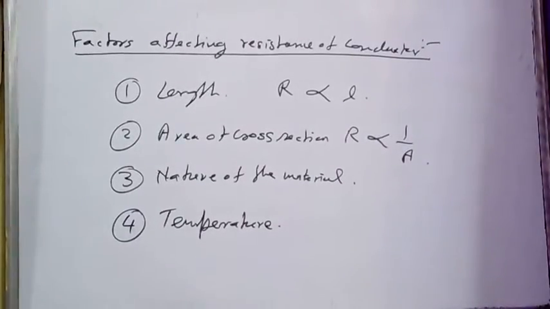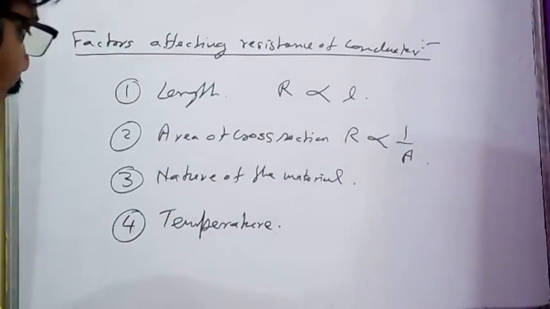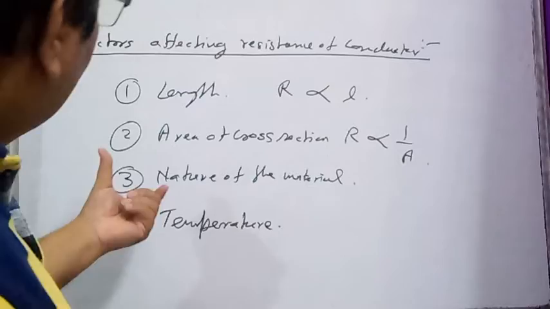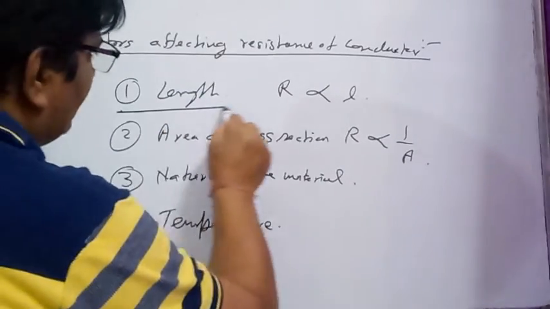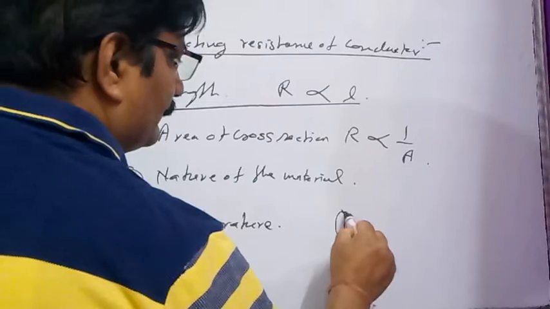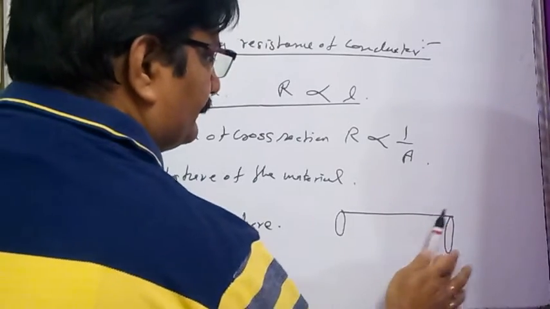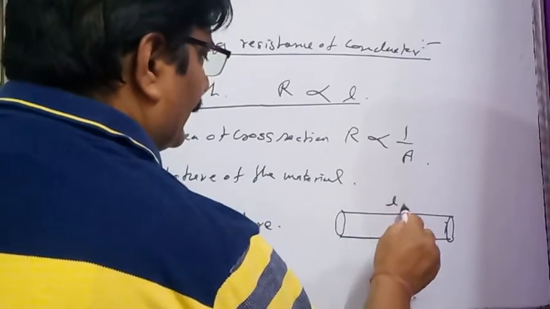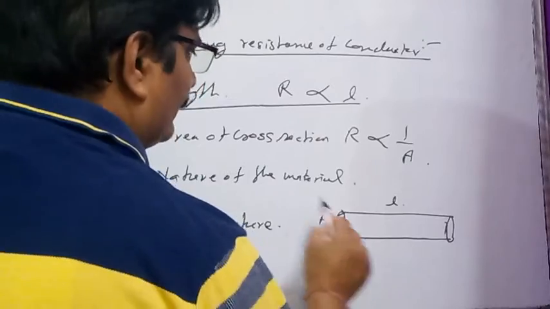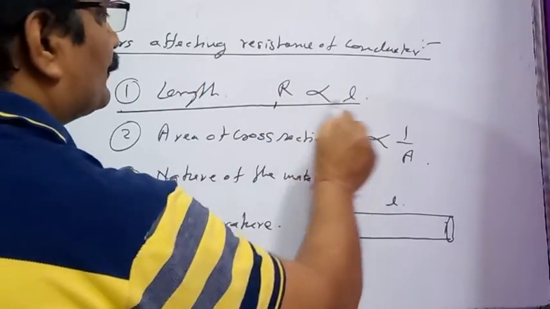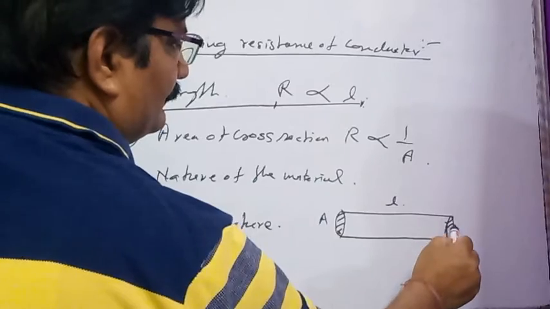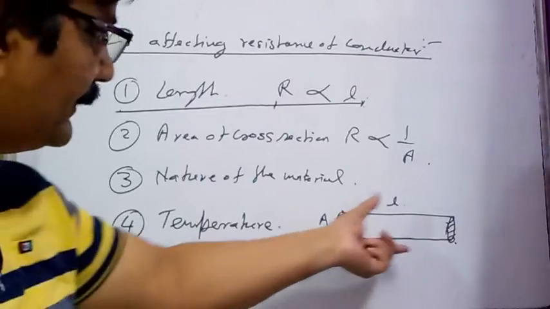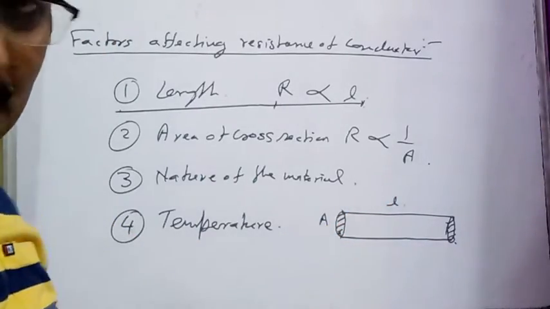Students, what are the factors which affect the resistance of a conductor? There are 4 factors which decide the resistance of a given conductor. First is length. Suppose this is a conductor of length L and its area of cross section is A. The resistance of the conductor is directly proportional to its length. This is the first factor. The more the length of the conductor, the more will be the resistance.